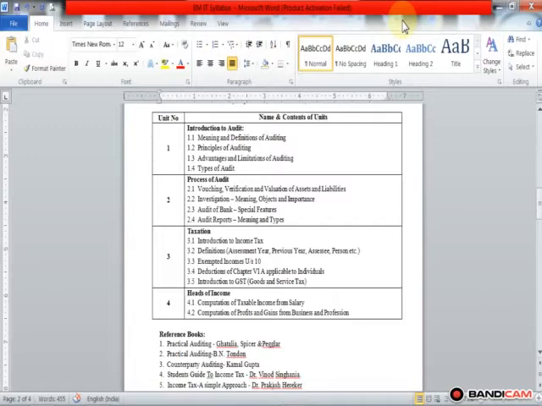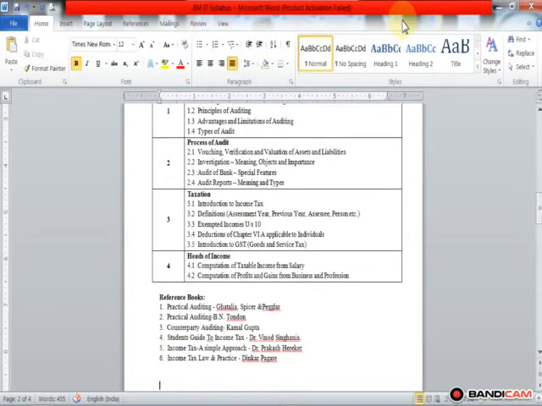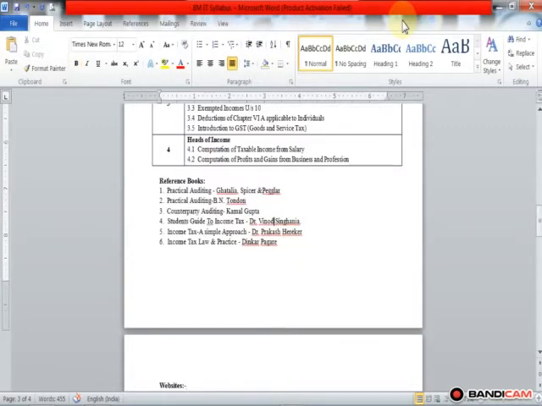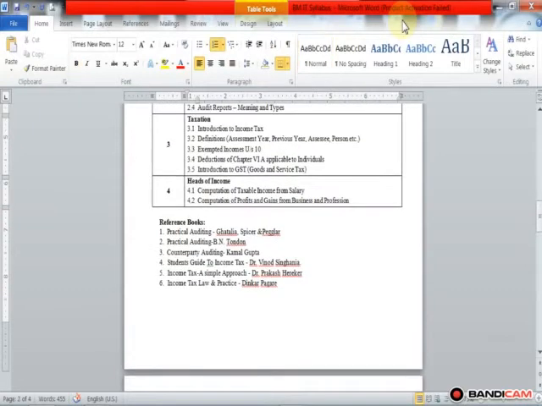Unit number 3rd, taxation. 3.1 Introduction to income tax. 3.2 we study the definitions of assessment year, previous year, assessee, person, etc. What is meant by assessment year, what is meant by previous year, what is meant by assessee and a person, according to the Income Tax Act 1961. We study the definitions.